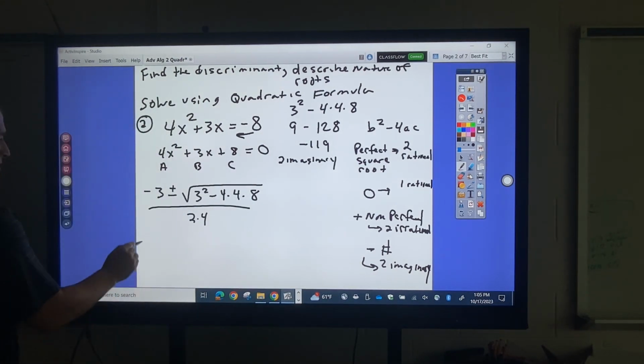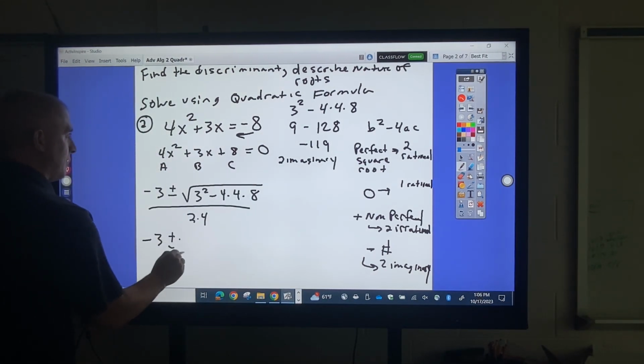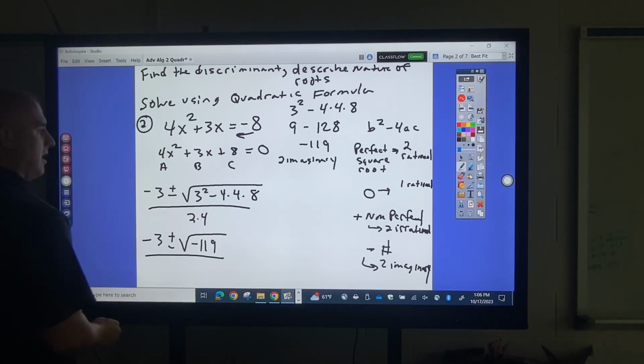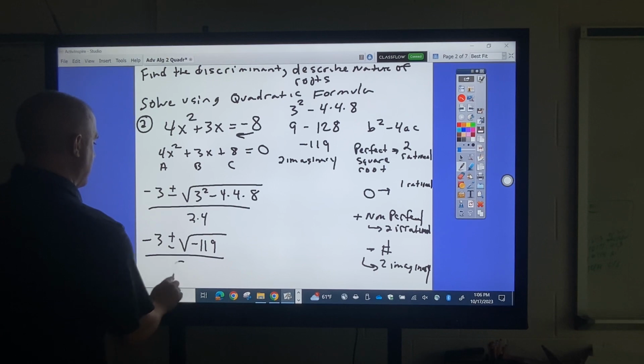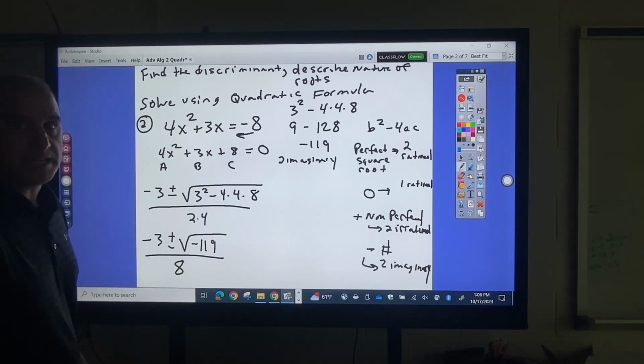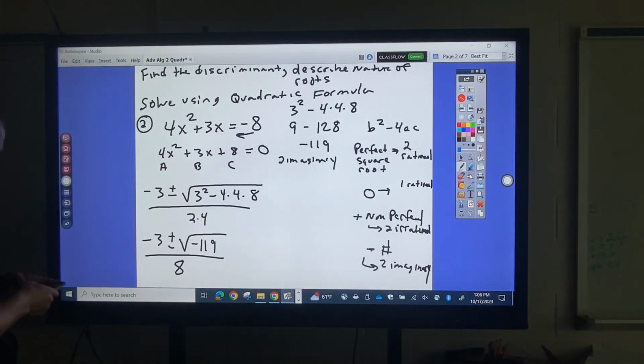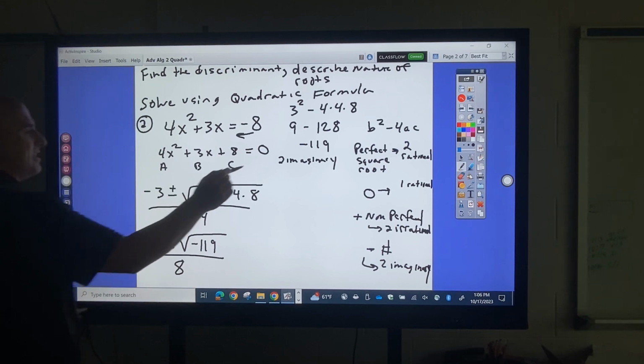So what I've got is negative 3 plus or minus the square root of negative 119, all over 8. Now, negative 119: if I break down 119, 119 divided by 3, no. 119 divided by 4, no. 119 divided by 5, no. 119 divided by 7, all right, I get 7 and 17.